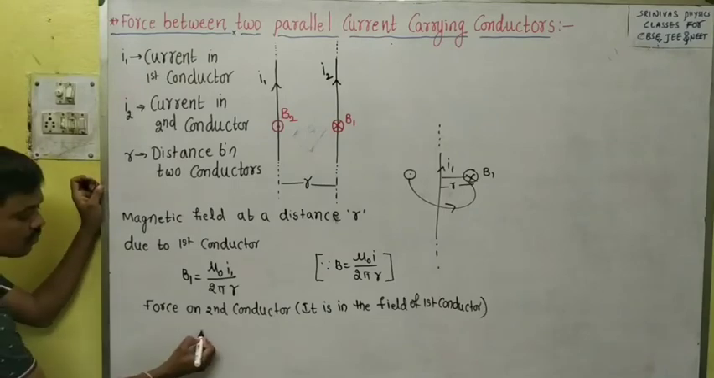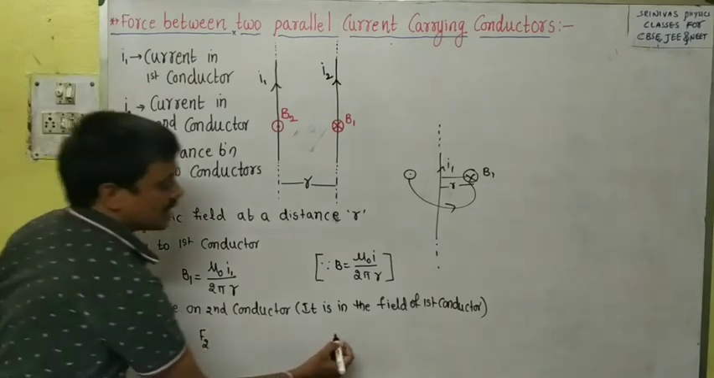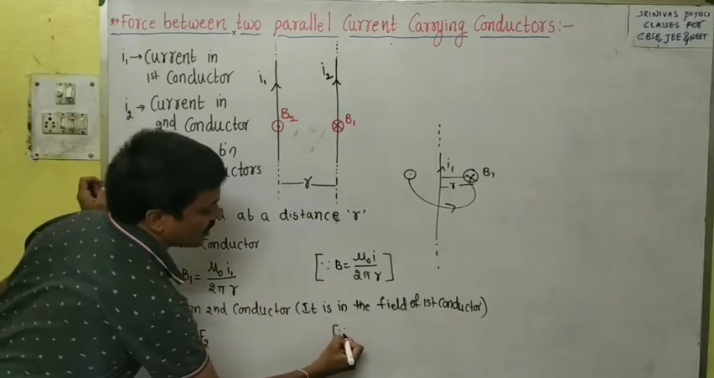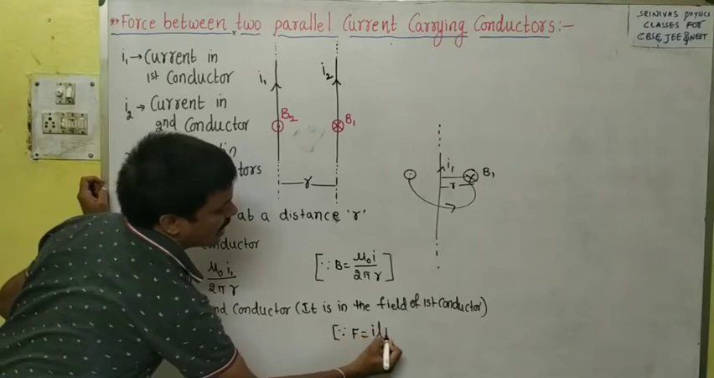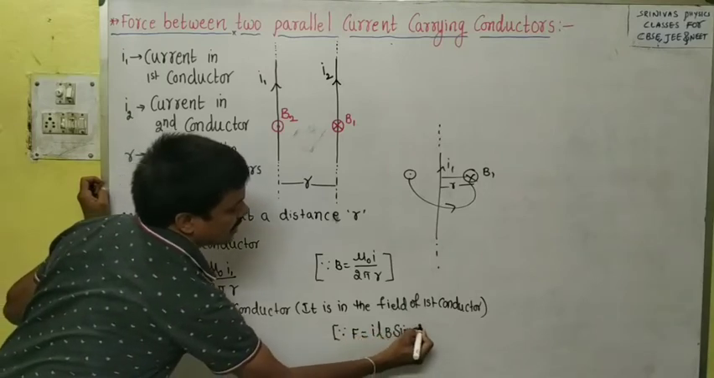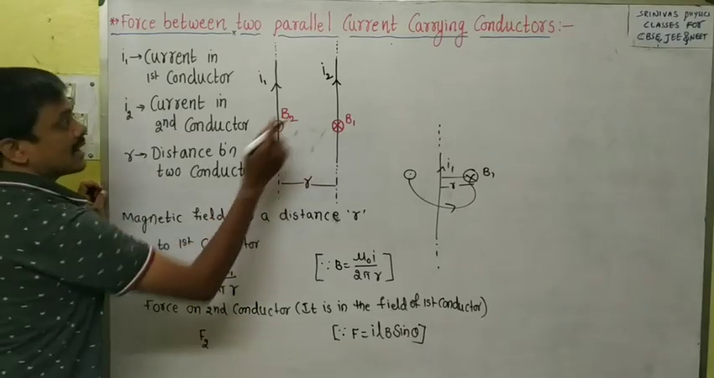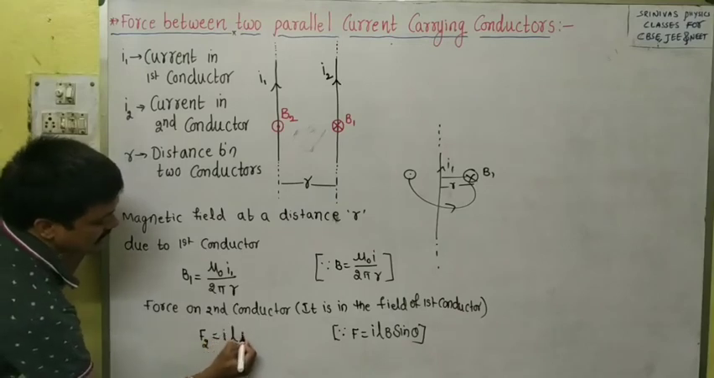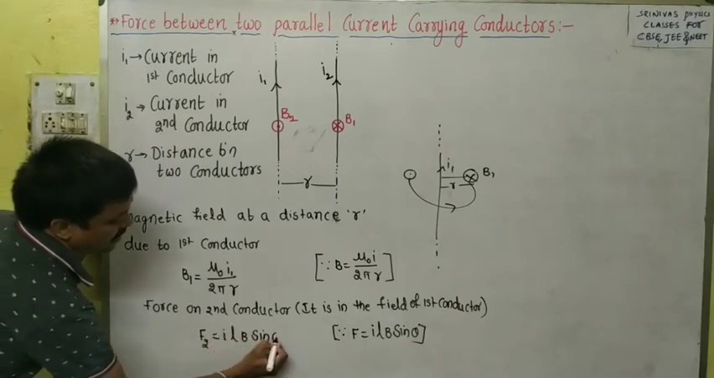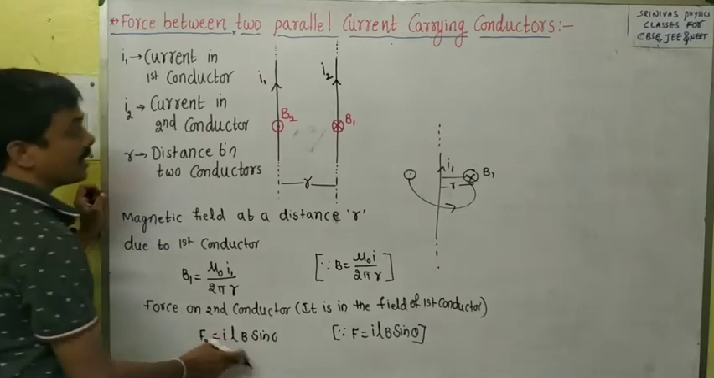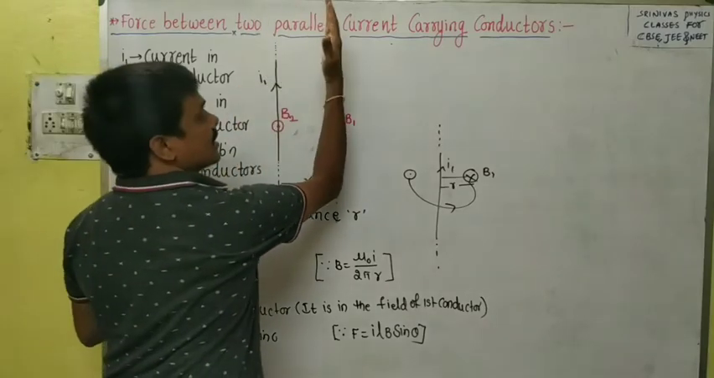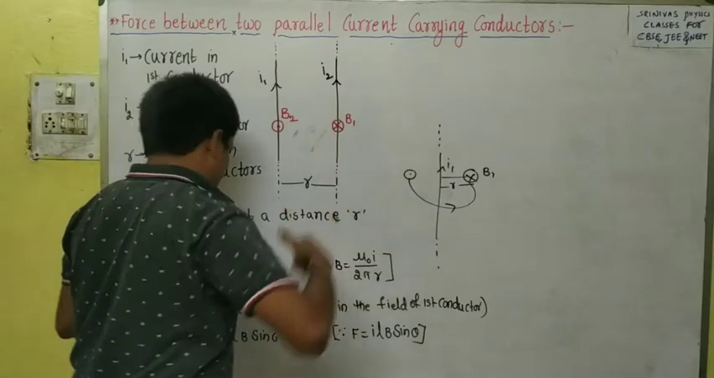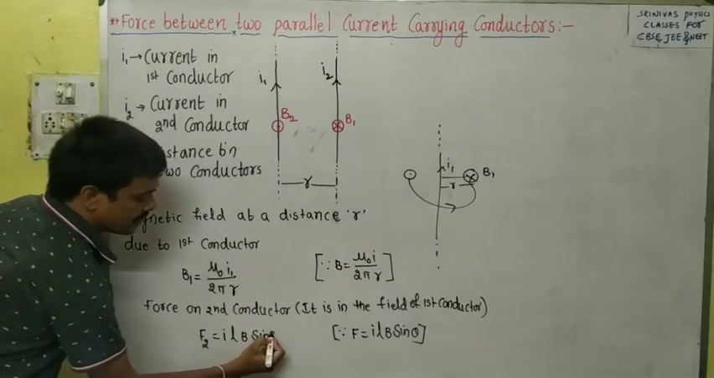Now what is the formula for the force on the second conductor? Whenever a current carrying conductor is in a magnetic field, a force will act on it. That force formula we already derived: I L B sin theta, right? Here the force on the second conductor I am taking as F2. Its formula is I L B sin theta. What is theta here? The angle between L and B. L is the length of the conductor. The field is inward here, right? The second conductor is in the field of B1. The field is inward, that's why we have to take theta as 90 degrees.